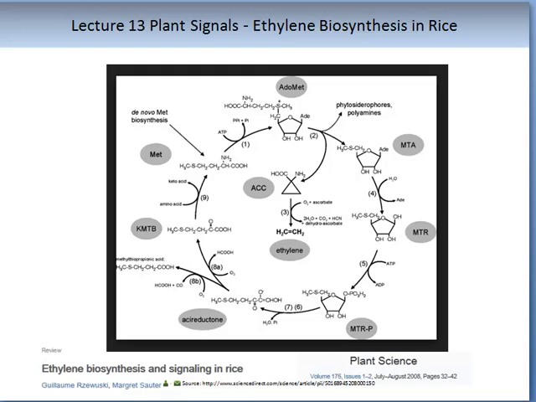In a recent paper published in 2006, ethylene biosynthesis in rice was illustrated. For the level of this subject, you will not need to know the intricacies of this pathway. Only that there are many steps and that there are many intermediates.